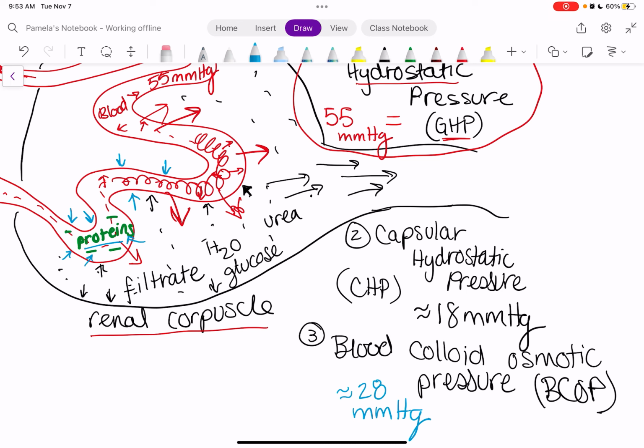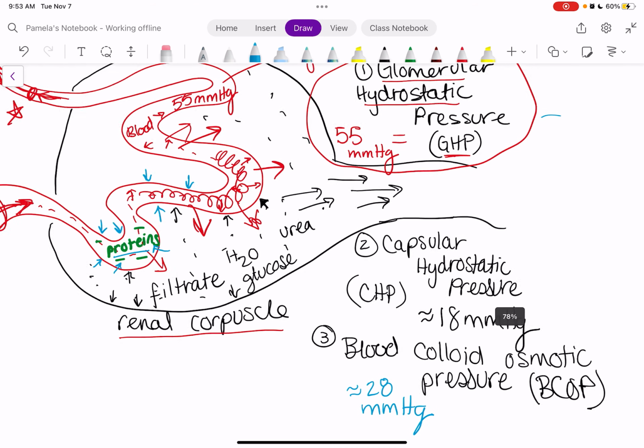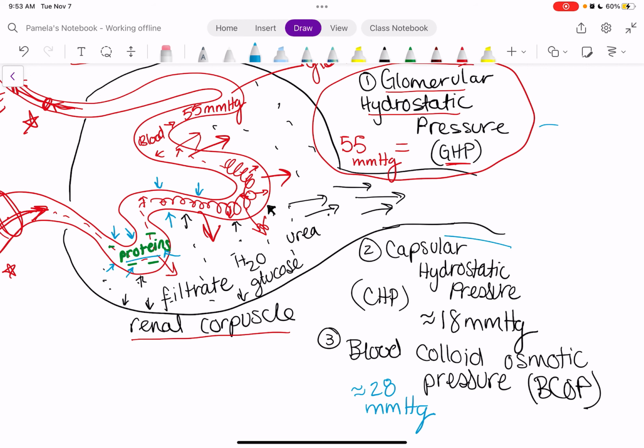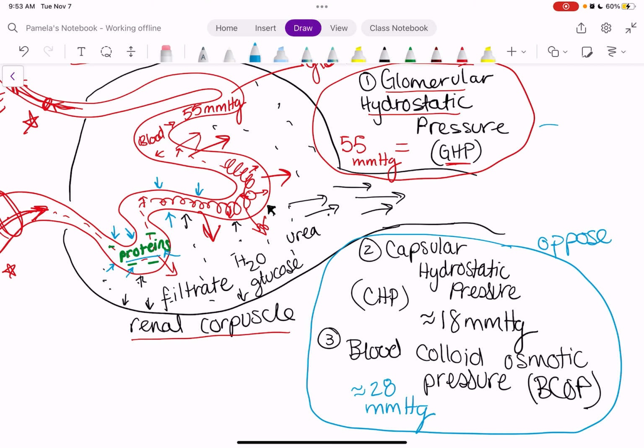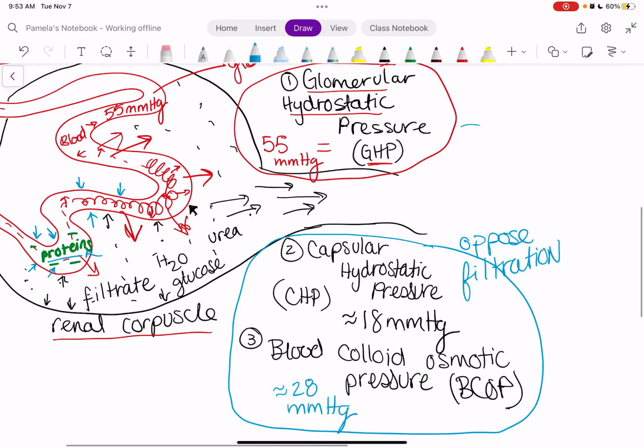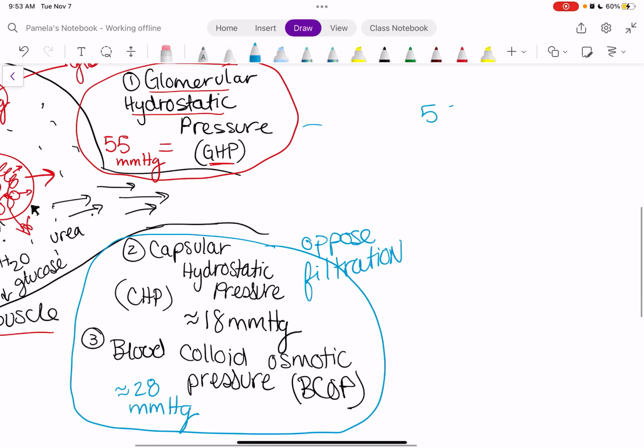So notice this pressure, BCOP, is also opposing the hydrostatic pressure here. So both capsular hydrostatic pressure and BCOP oppose filtration. If we were going to calculate our net filtration pressure or total pressure, we're going to take our 55 millimeters of mercury and subtract from that the sum of the other two, because these two are working in the same direction. So we're going to have 18 plus 28.